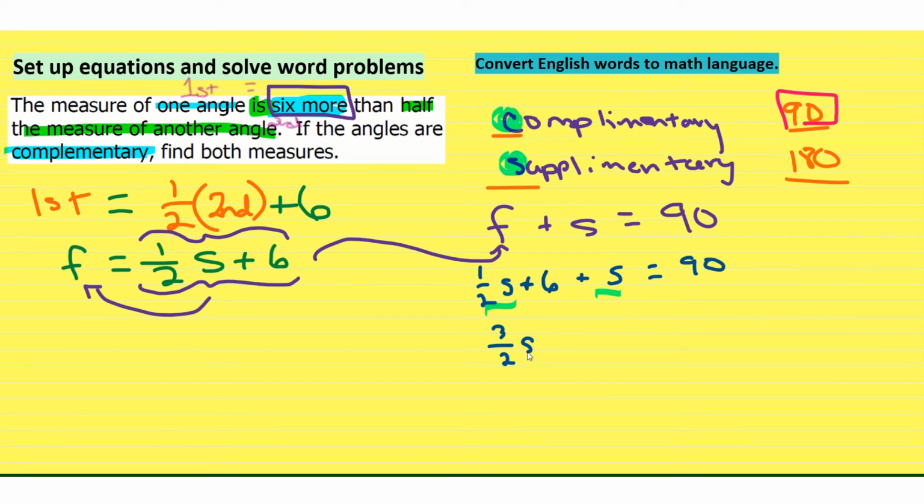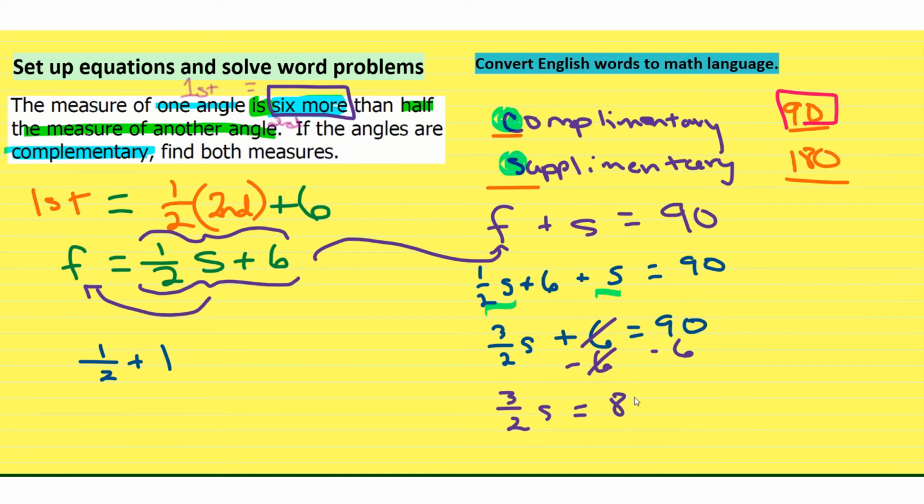I'm not going to do the math for that. If you need to review that, you can practice that on your own. So 1/2 plus 1, of course you convert the 1 to 2 over 2, etc. So we've got plus 6 is equal to 90, and then to continue using order of operations, we are going to do minus 6 on both sides. Minus 6, minus 6, these cancel out. Then I have 3/2 s is equal to 84.